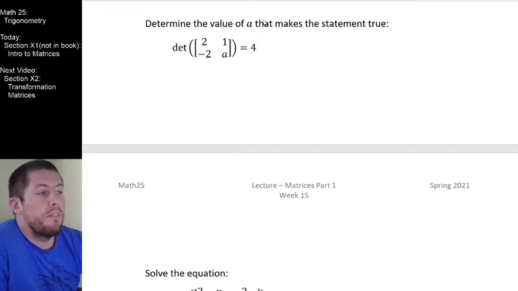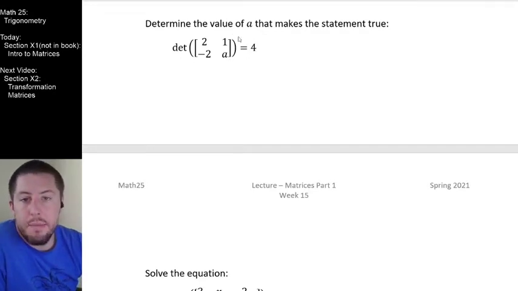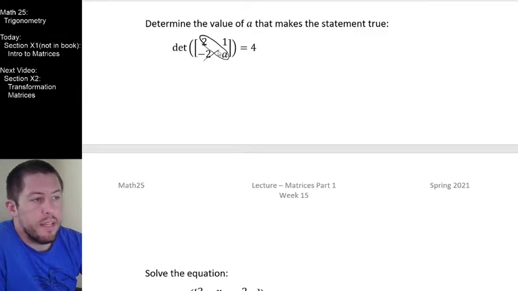So determine the value of A that makes this statement true right here. I want to know, what does A need to be so that the determinant of this matrix is equal to 4? All right. Well, I can go ahead and compute the determinant, and I'm remembering here, I always like to think of my determinant as the down diagonal minus the up diagonal right there. So I sort of have visualized these groupings like that in my mind.